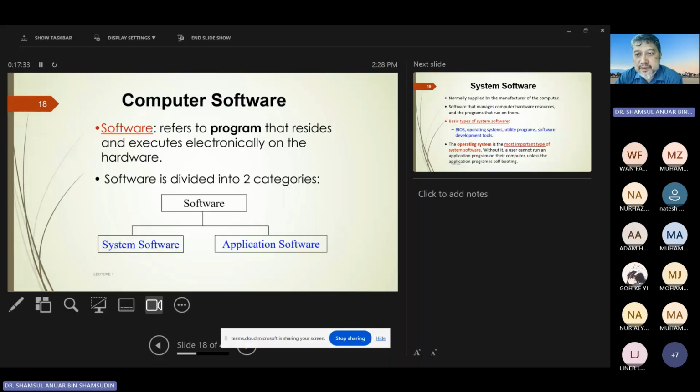Software. Software refers to programs that reside and execute electronically on the hardware. Software is divided into two categories: system software and also application software. System software, application software. Okay, so system software is like the OS.